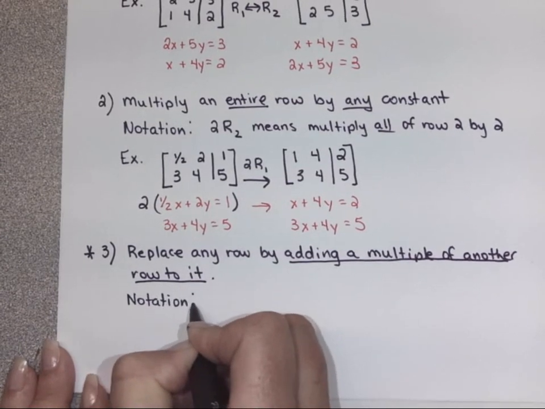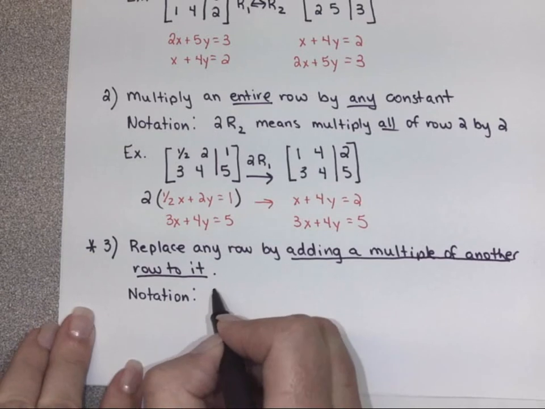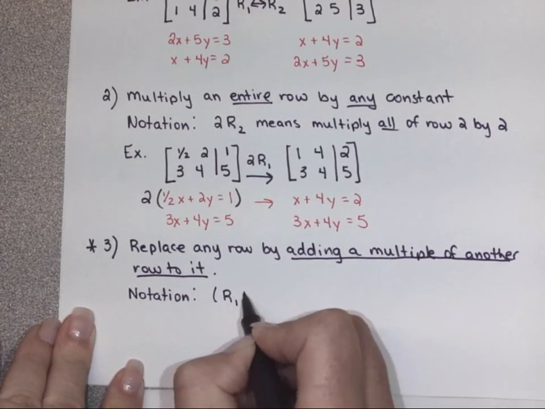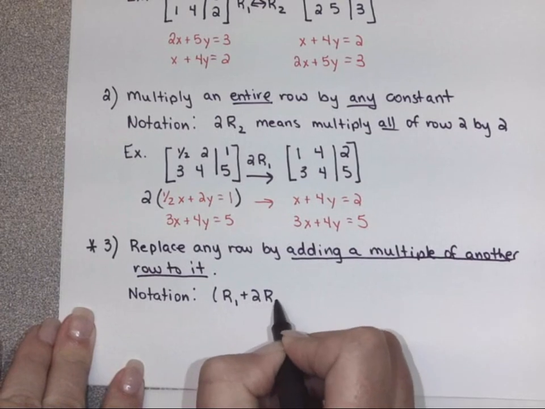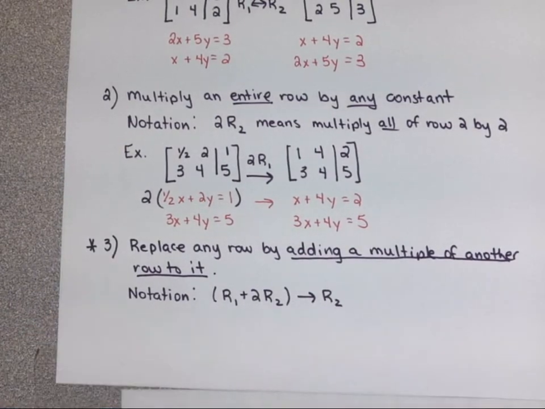For instance, the college algebra book we use here uses a different notation than the business algebra. So I'm going to show you how our book shows it. So if you see this instruction, R1 plus 2R2, and then an arrow to R2.